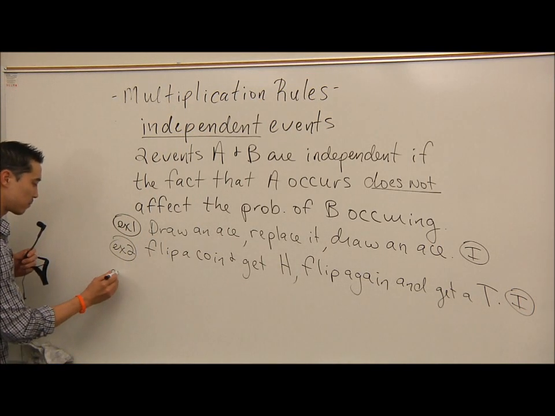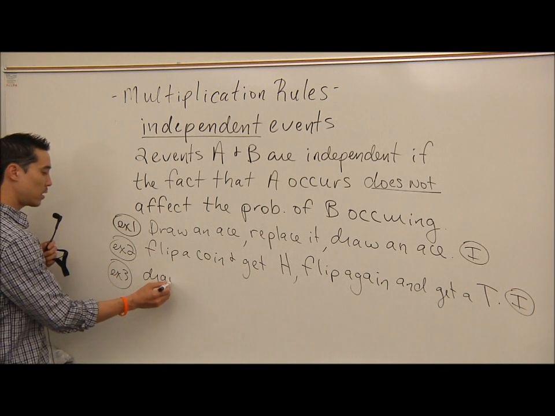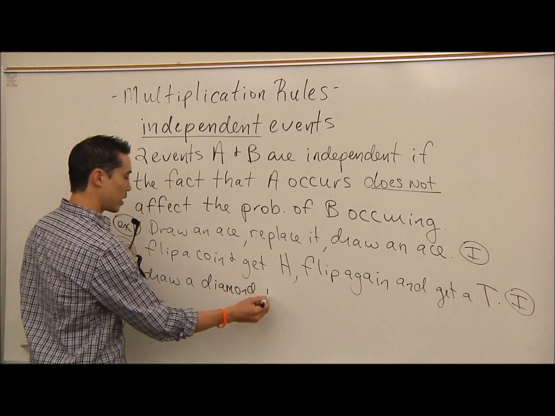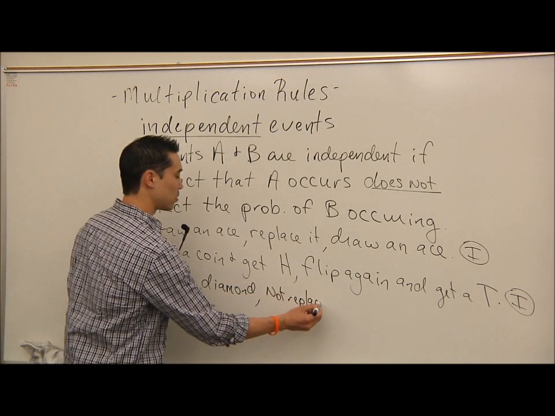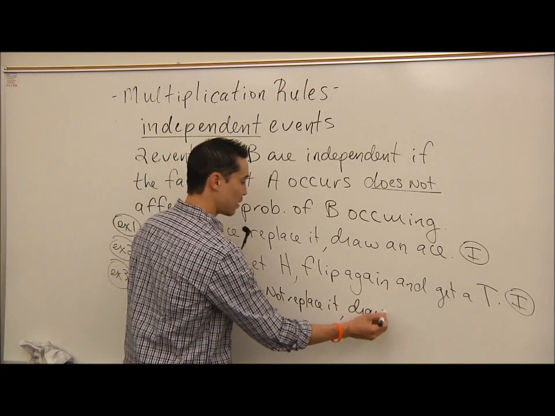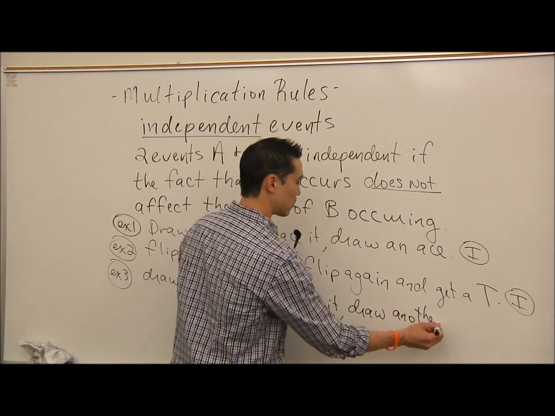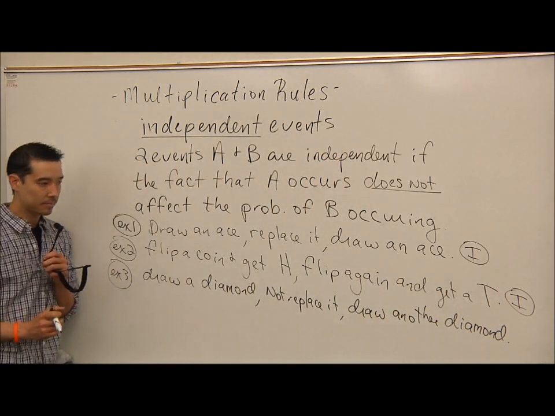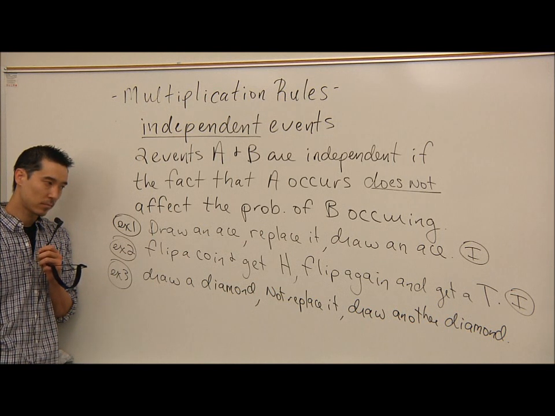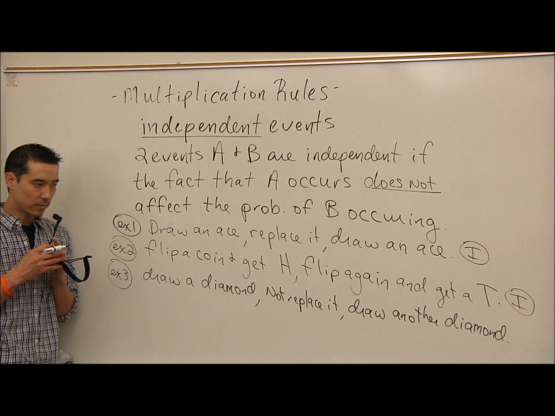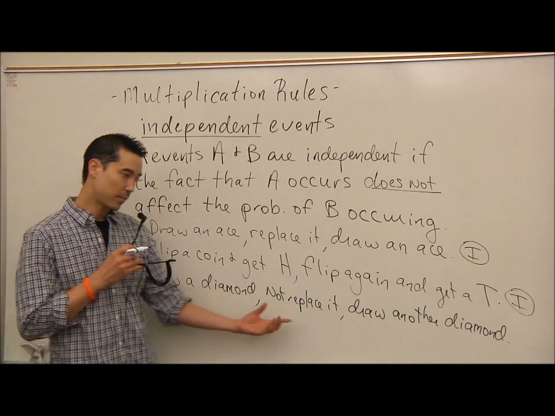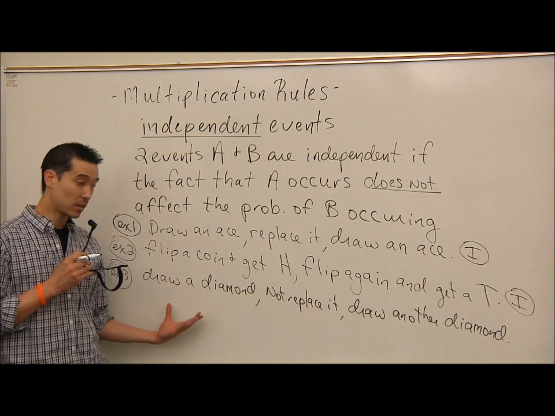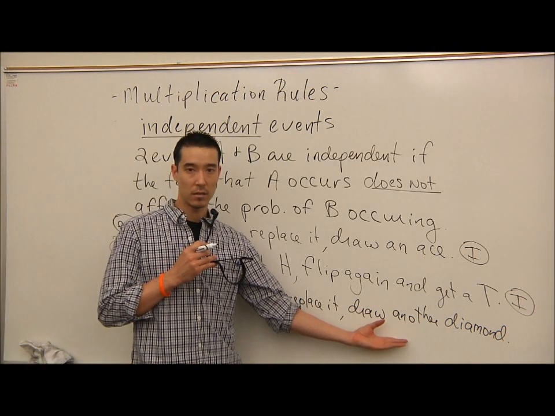Okay, example 3. Draw a card and get a diamond. Do not replace it. And then draw another diamond. The question is, are these independent? No. Why not? Because the probability goes down if you don't replace it. There are two reasons why this one's not. If I do get a diamond that first time, how many diamonds are left on my second draw? Only 3 left. But also, if I don't replace that card, I went from a denominator of 52 cards to a denominator of what? 51. Does everybody see that?